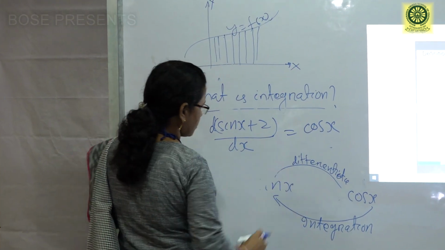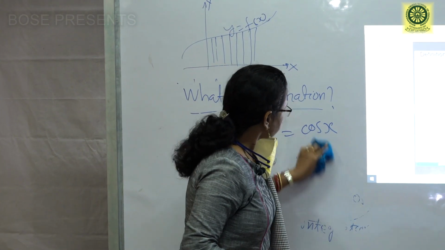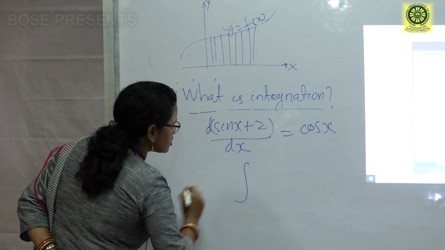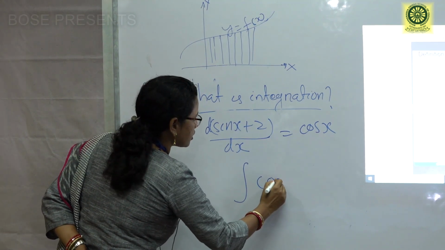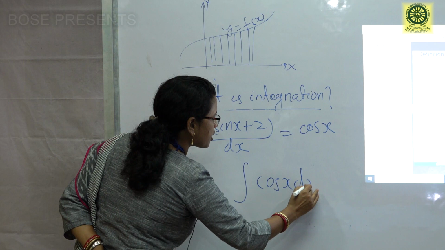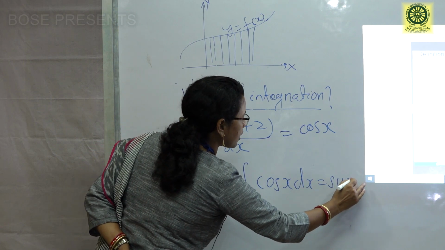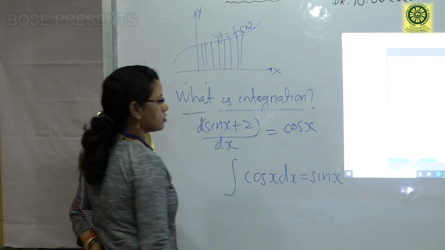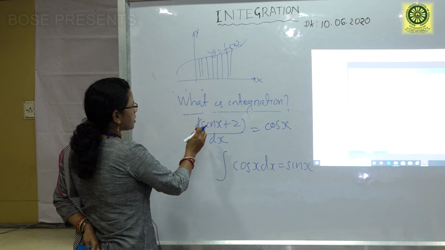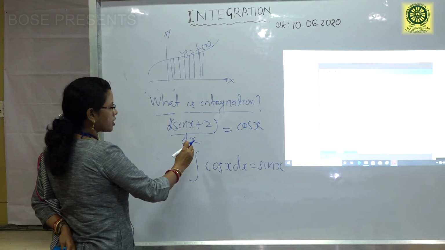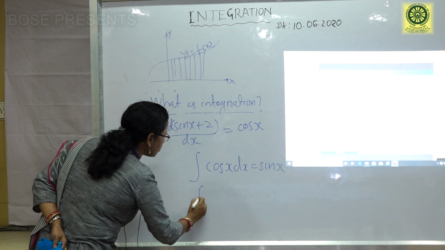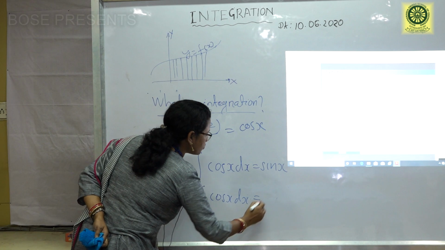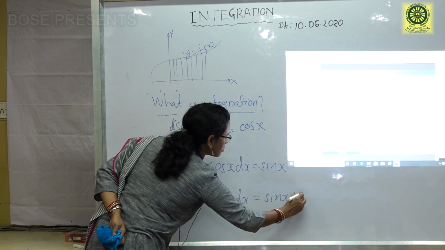Let us symbolize this. Integration is symbolically written as an elongated S. That is, the integral of cos x with respect to x is equal to sin x. Since the derivative of sin x plus 2 with respect to x is also cos x, we can also write that the integration of cos x should be also sin x plus 2.